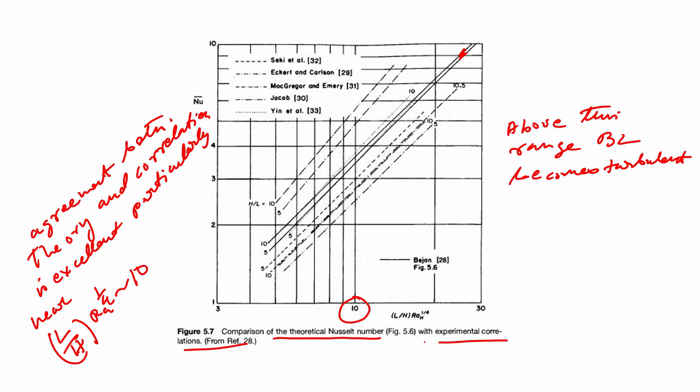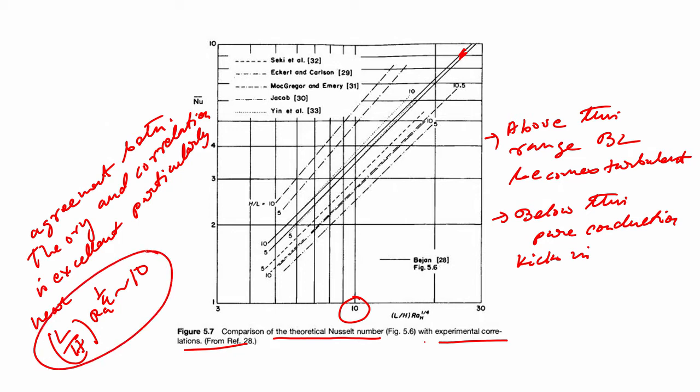And below this, we have what we call the pure conduction limit starting to kick in. So the match is very good at around 10. Below this and above this, you have all these other factors that play an important role.